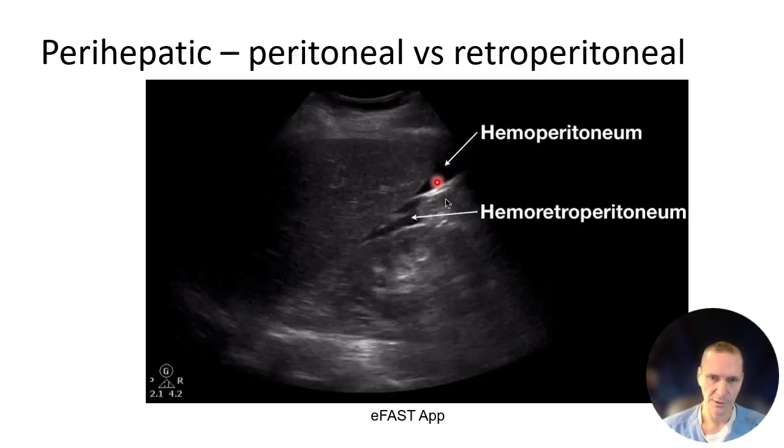So hemoperitoneum here, this is the liver, this is the patient's head, patient's feet, here's the spine, here's the kidney. So retroperitoneal hemorrhage, peritoneal hemorrhage. I think from our standpoint, either way, this patient may need the operating room and is bleeding in the abdominal cavity.